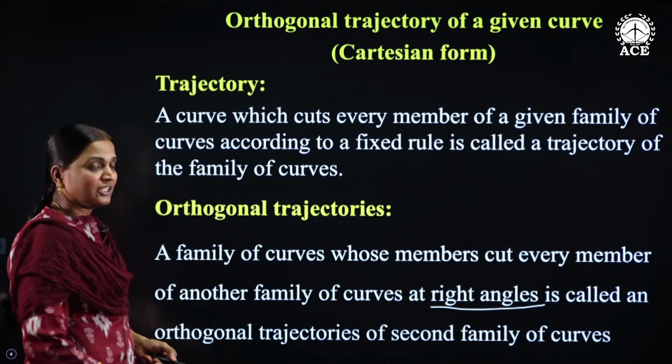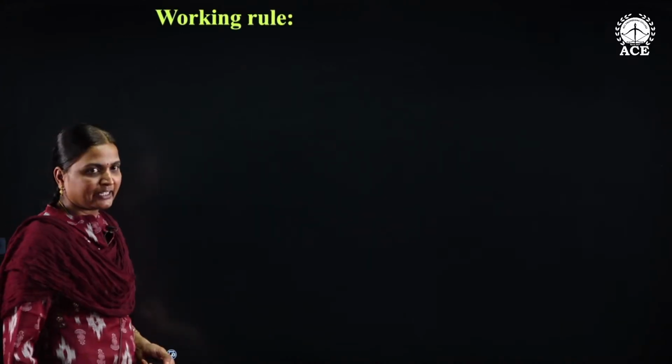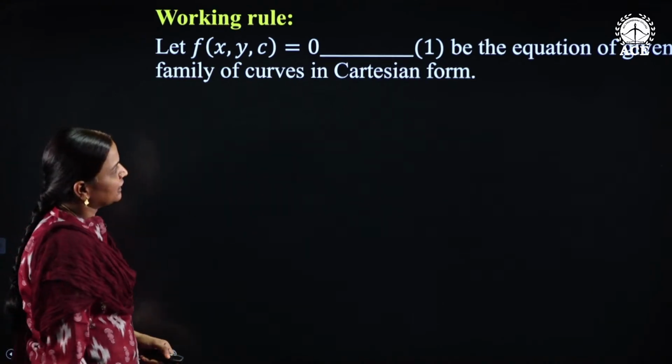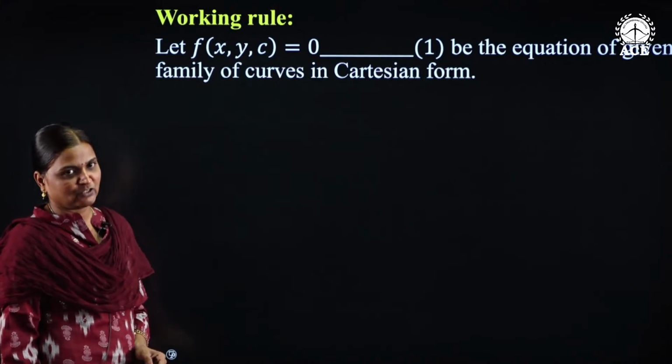So, this is the definition, and how do we find the orthogonal trajectories of a given family of curves? What is the working rule? Suppose f of x comma y comma c is equal to 0 is the equation of the given family of curves in Cartesian form.